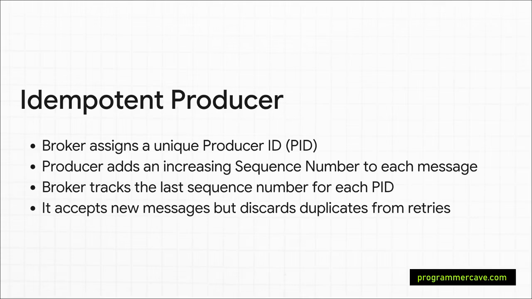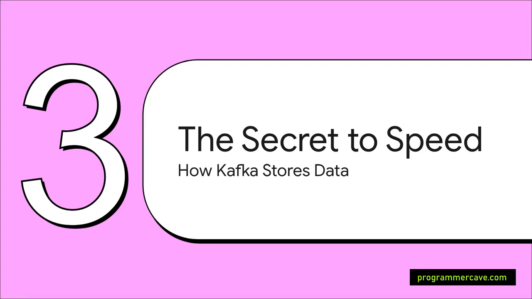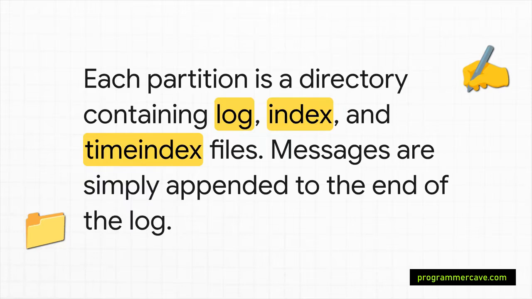Problem solved. Okay, we've talked a lot about safety. Now let's talk about what makes Kafka just ridiculously fast. Let's pop the hood on the broker and see why its simple storage design is actually its secret weapon. You might be imagining some super complex proprietary database format, but nope, it's just files on a disk. Each partition is literally a directory, and inside are these append-only log files. New messages just get tacked onto the end.